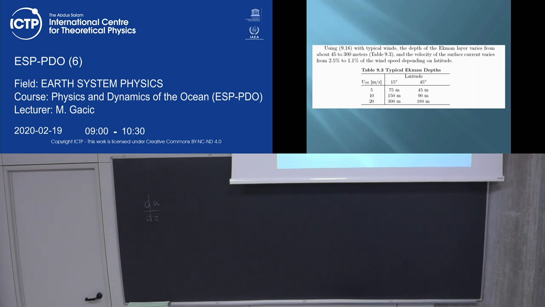Okay? So this is what we have seen before, last time, and we can see what I mentioned before, that the wind-induced current velocity is something like a few percent of the wind speed, and obviously depending on latitude.